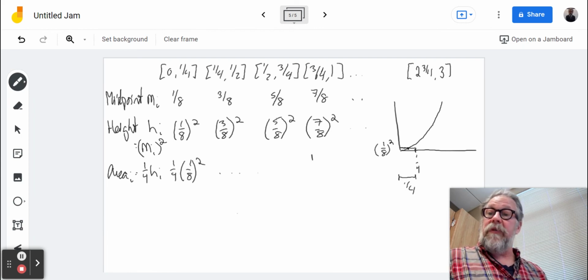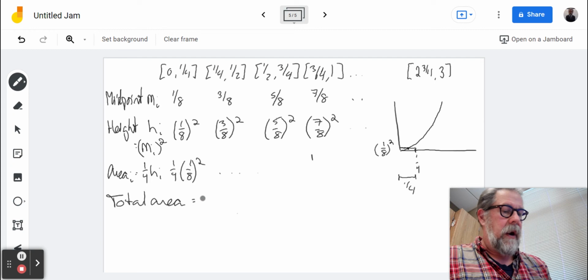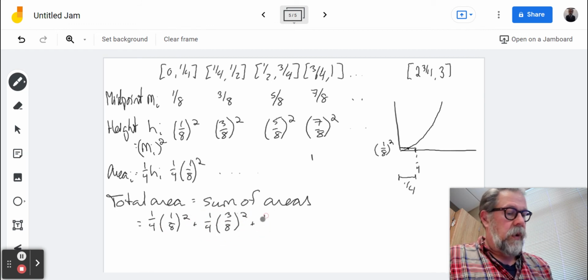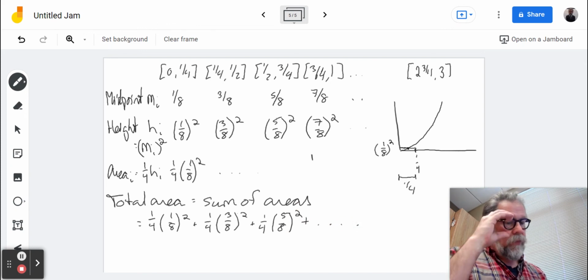So how do I find the total area? Well, the total area will be the sum of all my areas. This equals 1/4 times 1/8 squared plus 1/4 times 3/8 squared plus 1/4 times 5/8 squared plus all the way to my 12th.